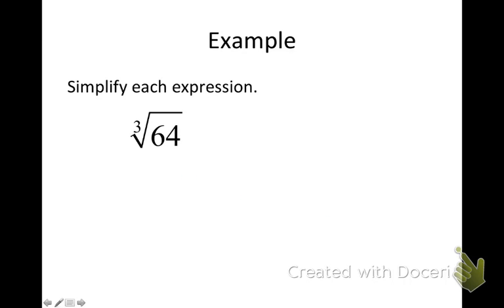Cube root of 64. Well, let's quickly make a list of our perfect cubes before we even do this. 2 times 2 times 2 is 8. 3 times 3 times 3 is 27. 4 times 4 times 4 is 64. So our answer up here is going to be 4.